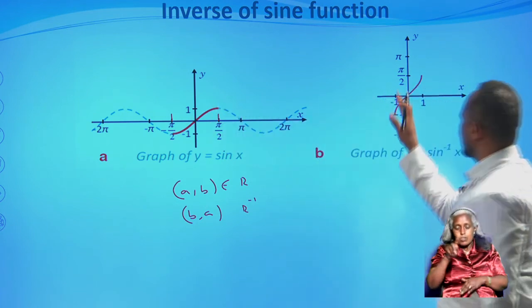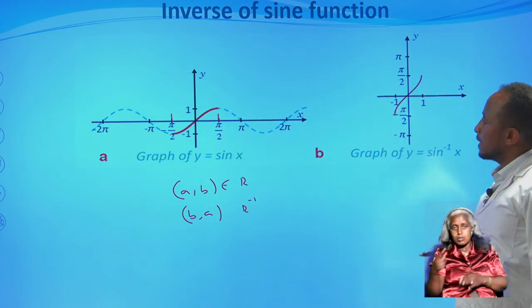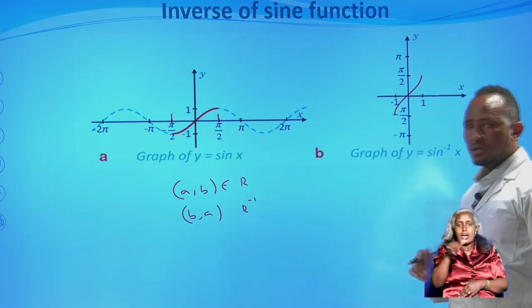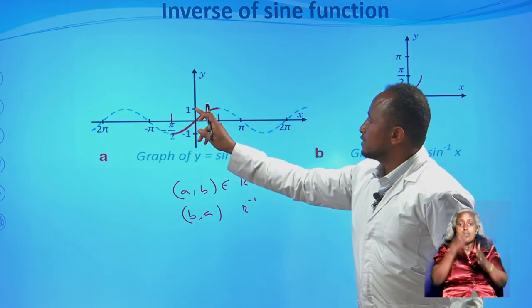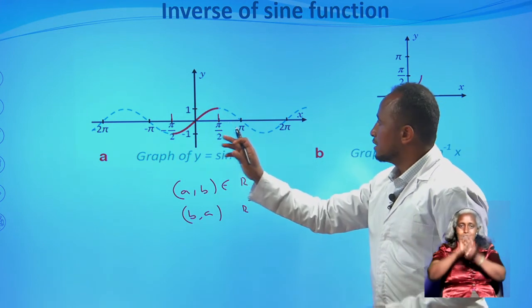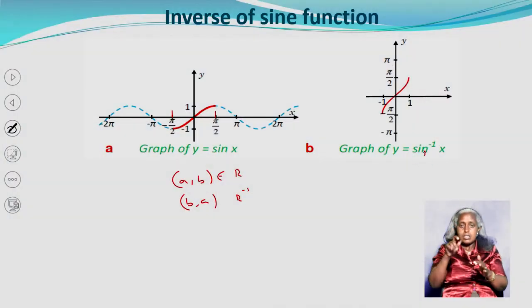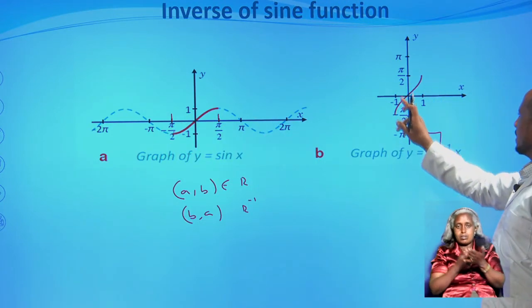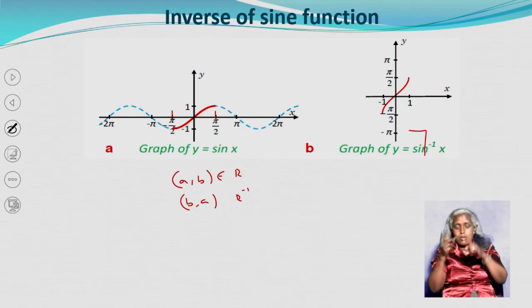Negative 1 and 1 on the x-axis and these values on the y-axis. When the value of y is 1, the value of x is pi over 2. So interchanging, when the value of x is 1, the value of y is pi over 2. And when the value of x is negative pi over 2, the value of y is negative 1, so this will be negative 1 and negative pi over 2. Drawing the graph, the inverse of the sine function graph is this one.